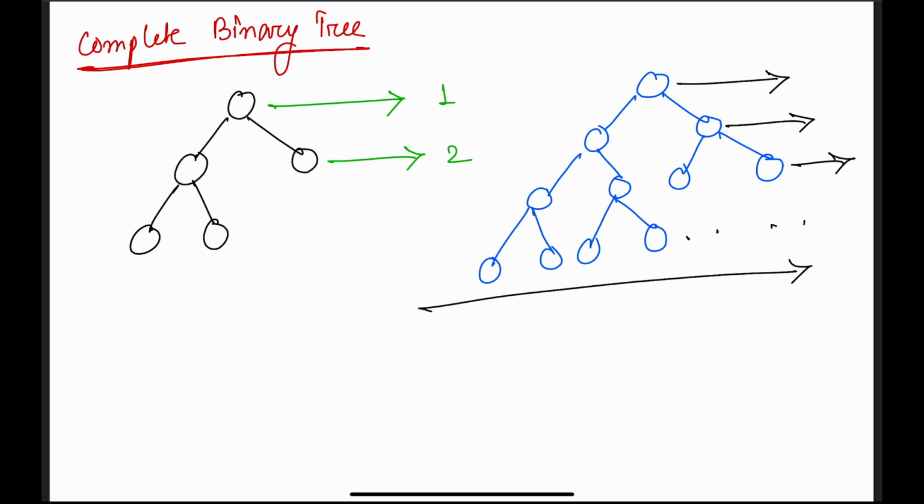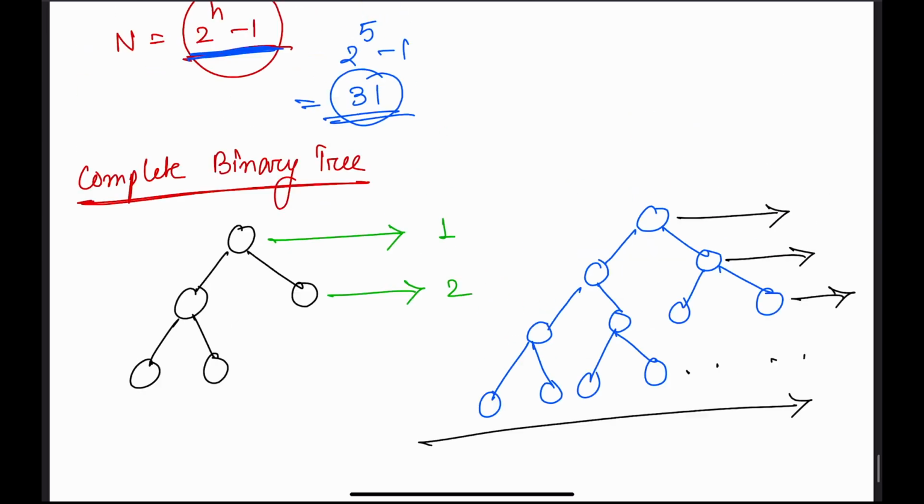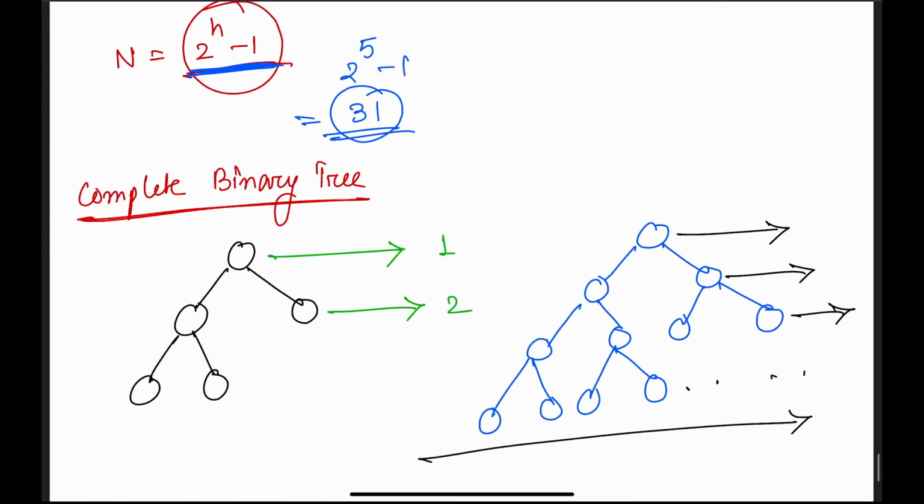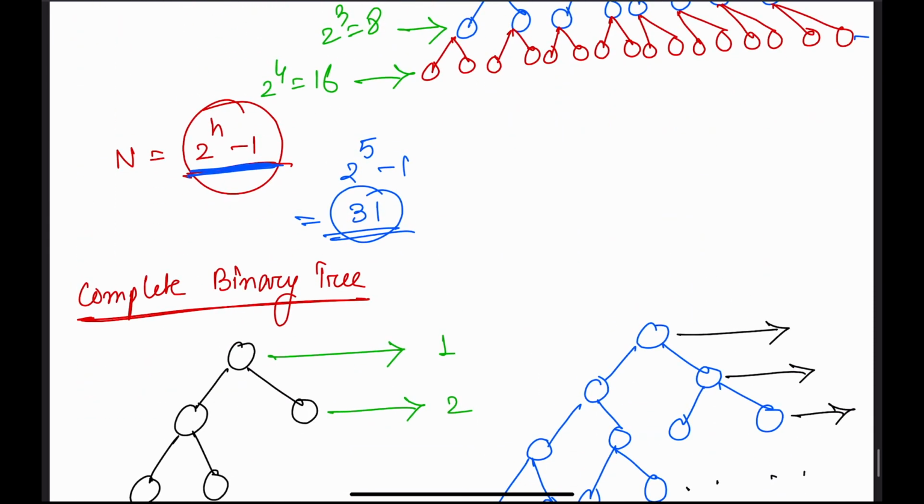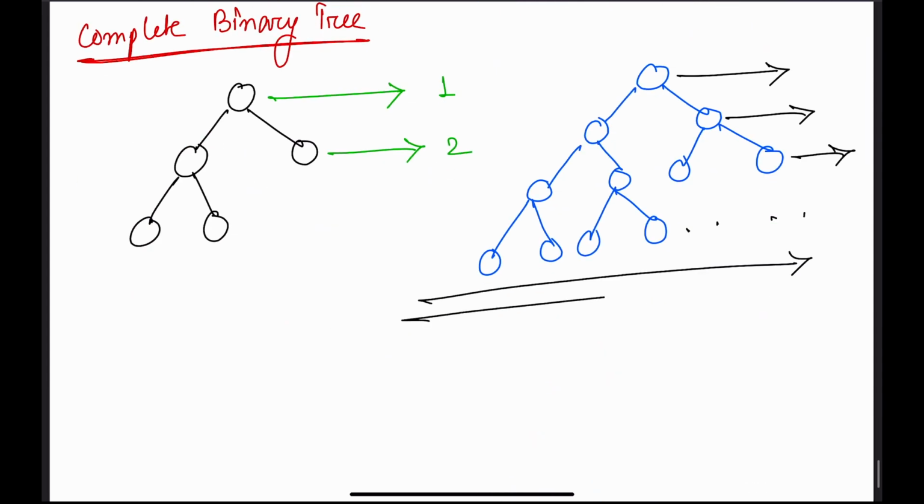That's true. Now you need to understand one thing: a full binary tree and a complete binary tree, what is the difference? Obviously, the difference is that in a full binary tree, all the levels would be filled up, and here all the levels would be filled up, with the last level filled from the left side. That is the difference. Here property 10 comes.